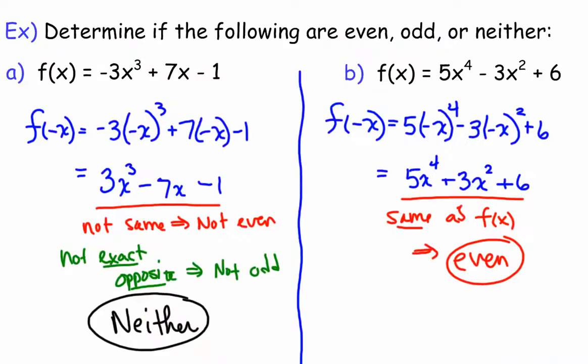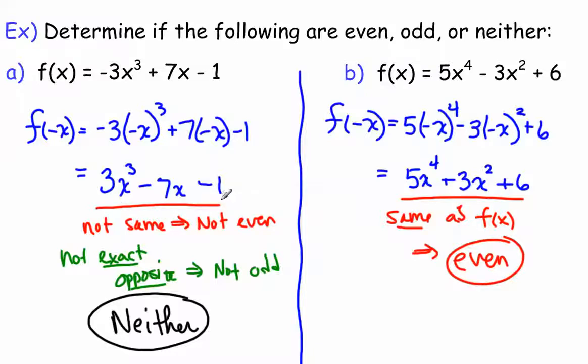A couple more examples. What if they don't give me the picture, they give me the function itself? Okay, so negative 3x cubed plus 7x minus 1. Well, let's test this algebraically. Again, that means I take f of negative x, so each one of these x's gets replaced by a negative x. When you cube a negative, you get a negative, so a negative times a negative makes this first term positive. Positive times negative, we get a negative 7x in the middle, minus 1.